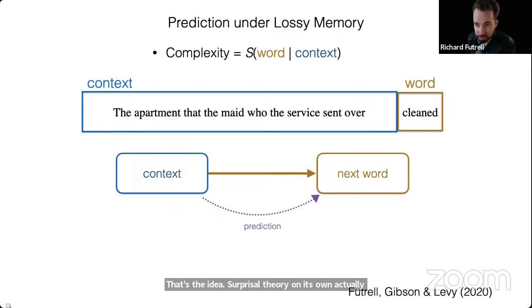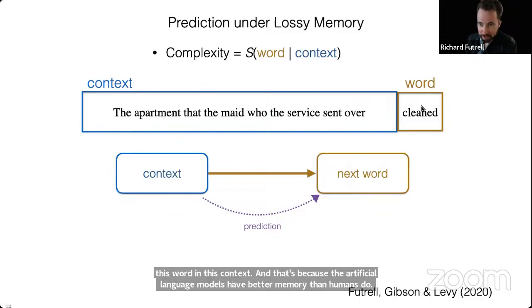So if you just use a strong language model like GPT, it actually has no problem predicting this word. It actually does not predict any particular difficulty for this word in this context. And that's because the artificial language models have better memory than humans do.